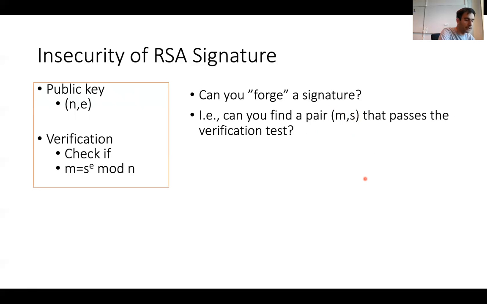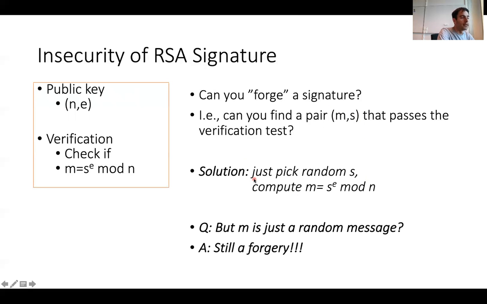So now I'm going to show the answer. The answer is that the adversary can just pick a random s, or any value of s that the adversary likes, and then compute m to be equal to s to the e modulo n. The real signer starts with a message. I mean, the message might be pay 100 krona to this shop, right? And then you sign the message. The adversary instead can pick a signature and then find a message which will match this signature.